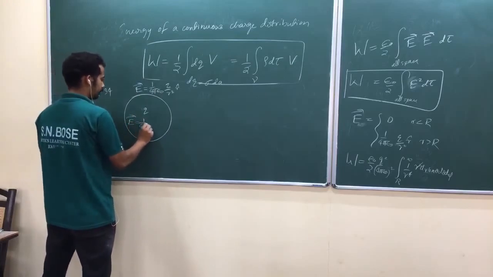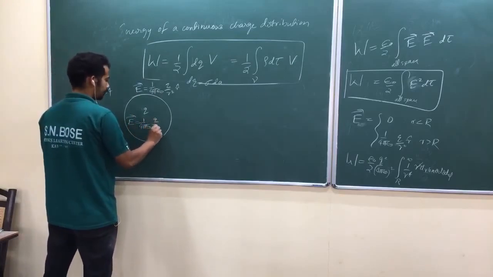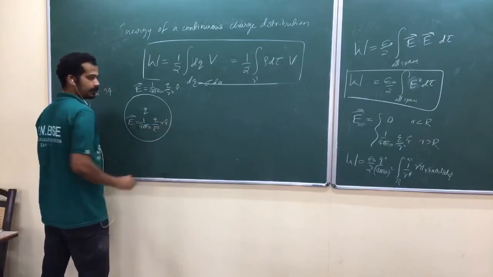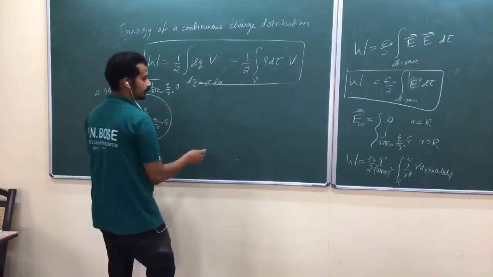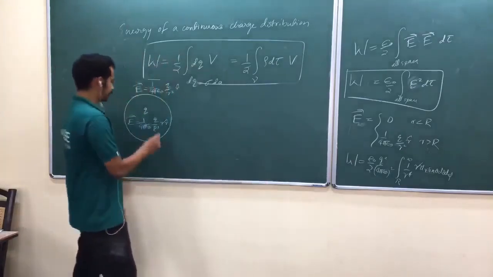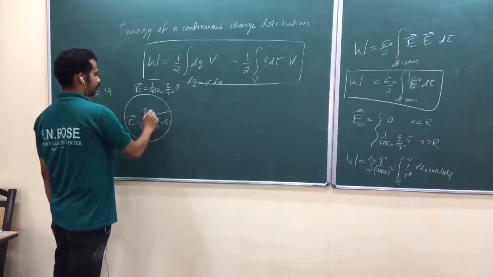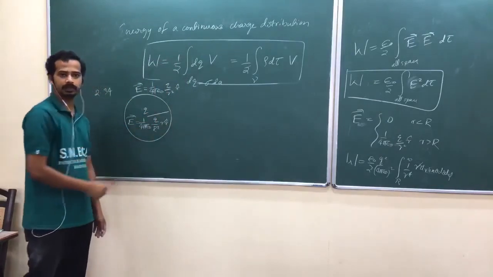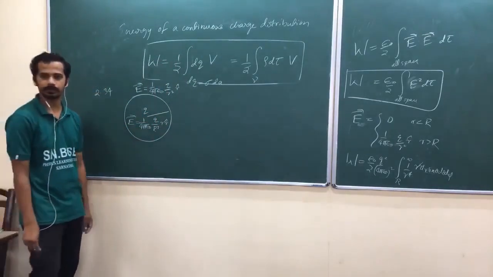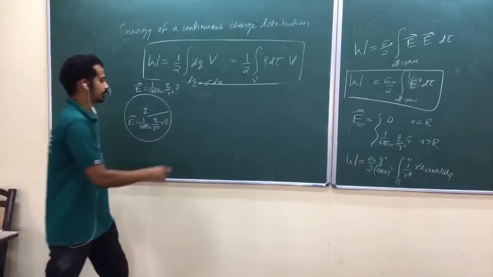1 by 4π epsilon naught Q by R cube R cap. Am I right? Now do that integral. You have to split the integral, because 0 to capital R is one type of functionality and R to infinity is another type of functionality for the electric field. So that's why.